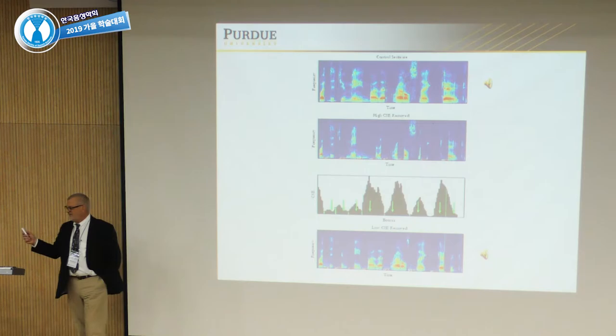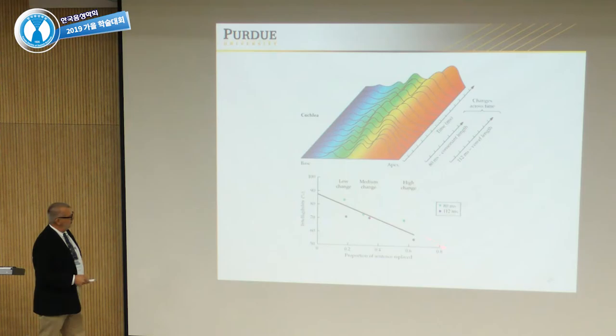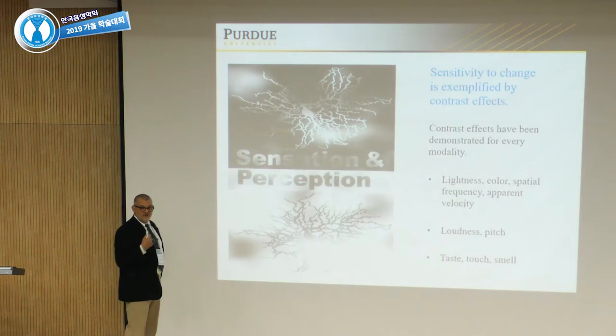I don't know what a consonant or a vowel is, but I do know whether your cochlea wiggled a lot or a little. And we're able to predict intelligibility really quite well, whether we're taking out regions of low change, medium change, or high change. All right. So it's starting to do a little work for us.